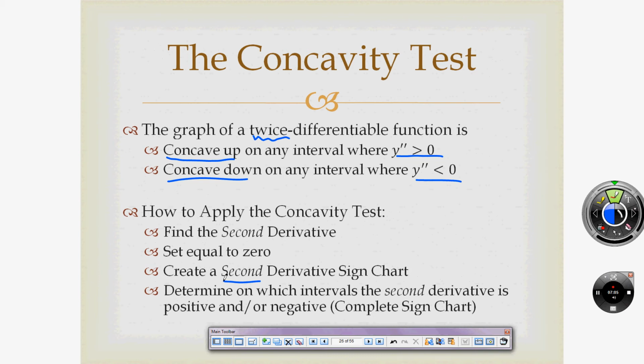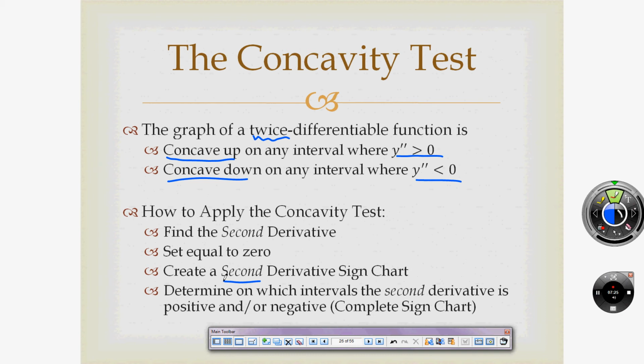So the process of the concavity test is basically the same process and steps that you do on the first derivative test, but we're applying it to the second derivative. This is important because you will need second derivatives, of course, when we get to the second derivative test. So it's almost a preview of what we're going to do in the third section.